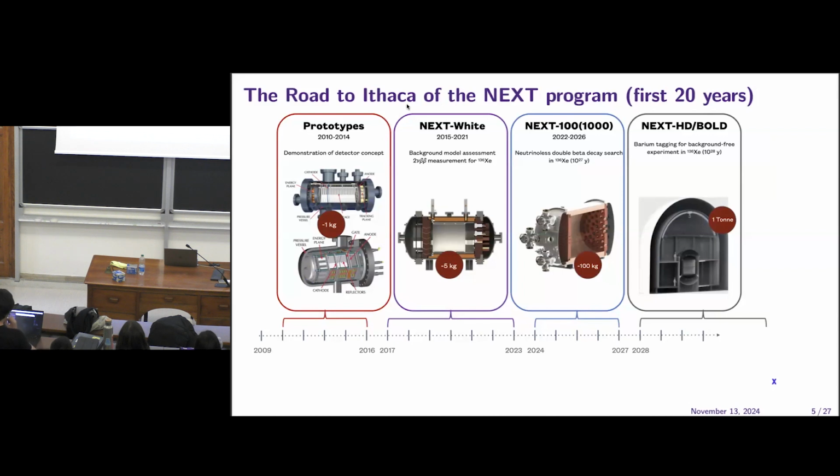We started with prototypes. Then we built NEXT-White. Then we're running NEXT-100. As you can see, the thing keeps scaling up. And then somewhere, maybe in the next decade, we will have a ton-scale detector. So as you can see, there is a trip to Ithaca here.